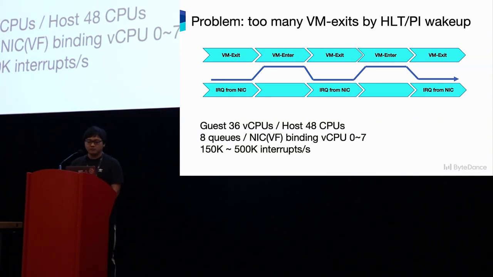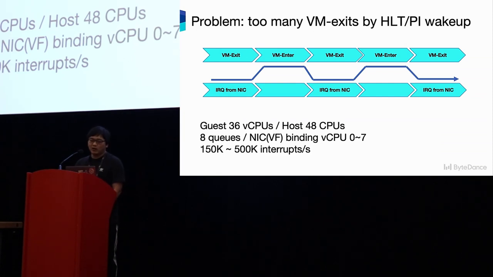The second problem: there are 48 CPUs on a host. Reserve 12 CPUs for the OSS server and launch a VM with 36 vCPUs. There are 8 queues of a virtual function interface. We usually bind IRQ affinity to vCPU 0 to 7.